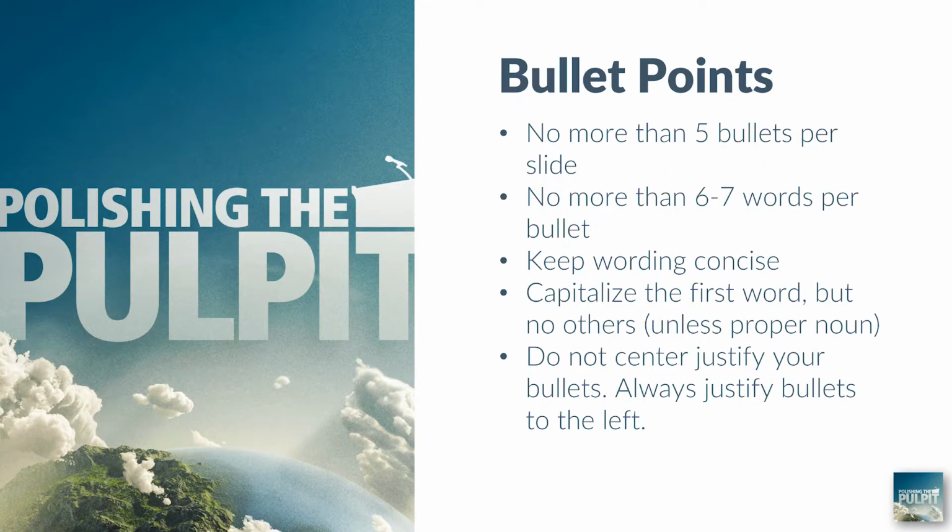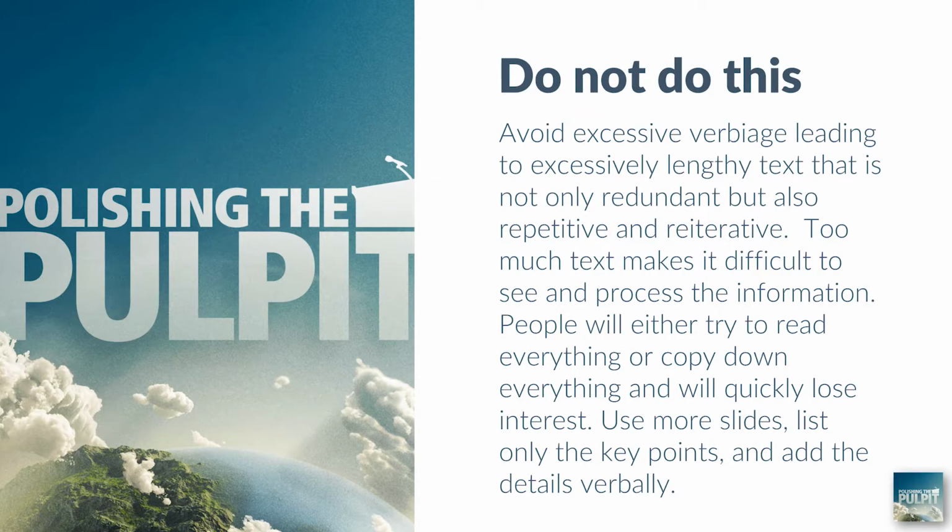For bullet points, try to use no more than 5 bullets per slide with no more than 6 or 7 words per bullet. Try to keep your wording concise. When writing your slides, capitalize the first word of each bullet, but none of the others unless they're proper nouns. Finally, do not center justify your bullets. Always justify to the left because that's easier to read.